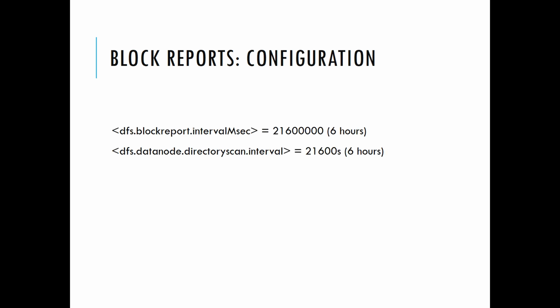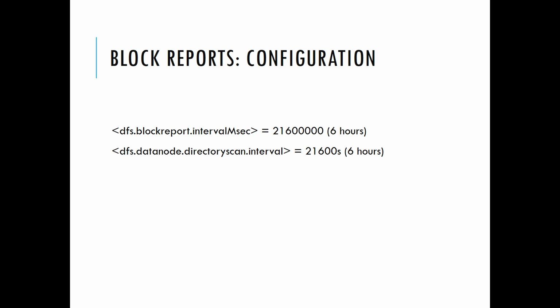Configuring block reports involves two main parameters. The first is dfs.blockreport.intervalMsec, which sets the interval for full block reports. The default is 21,600,000 milliseconds, which is 6 hours. The second parameter is the DFS DataNode directory scan interval, set to 21,600 seconds, also 6 hours. This parameter defines how often a DataNode scans its local directories to detect any changes to the blocks.